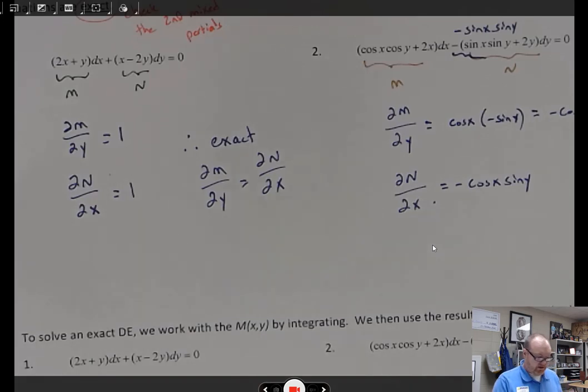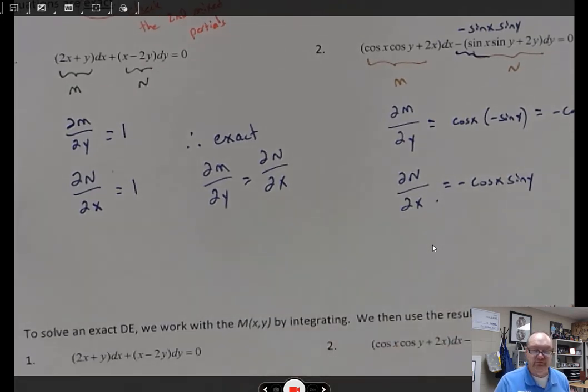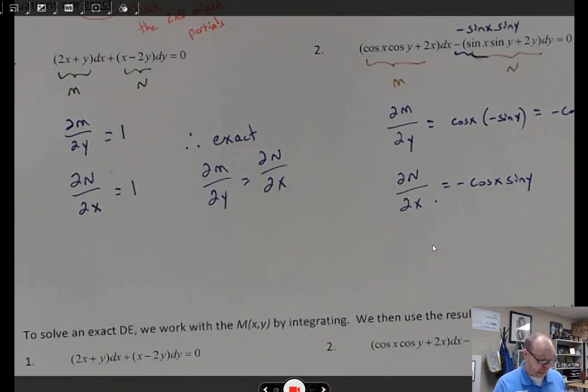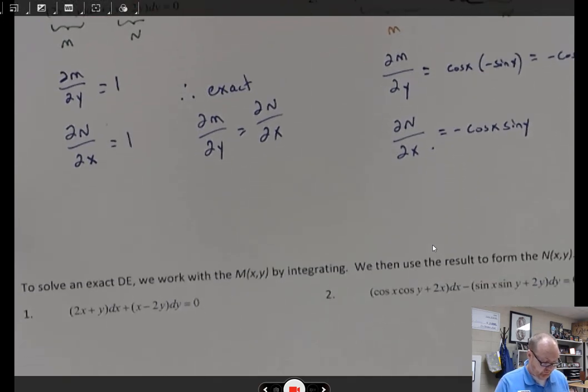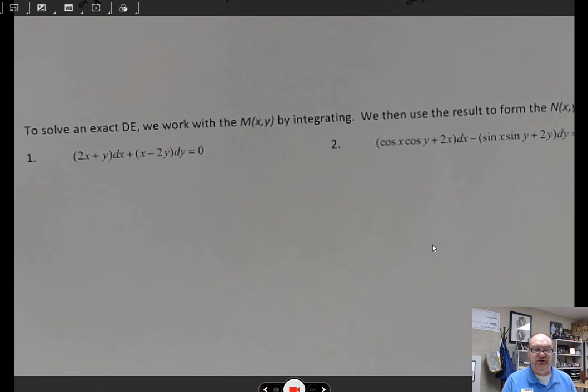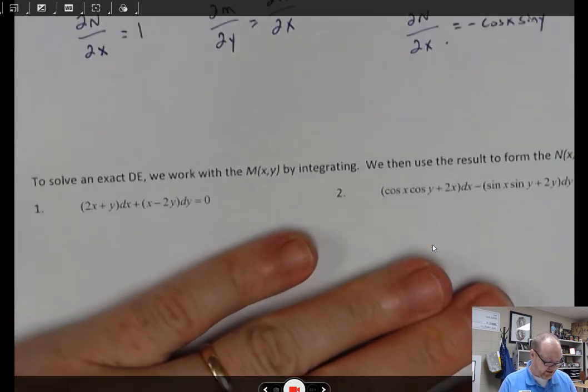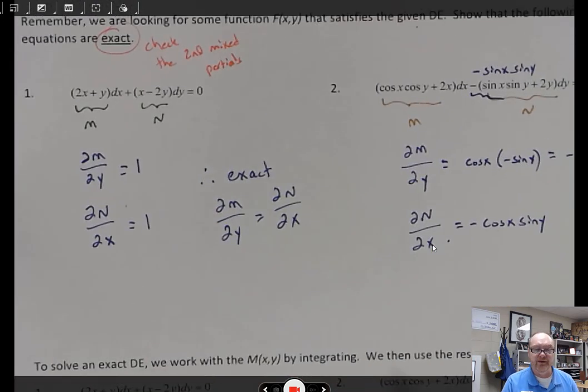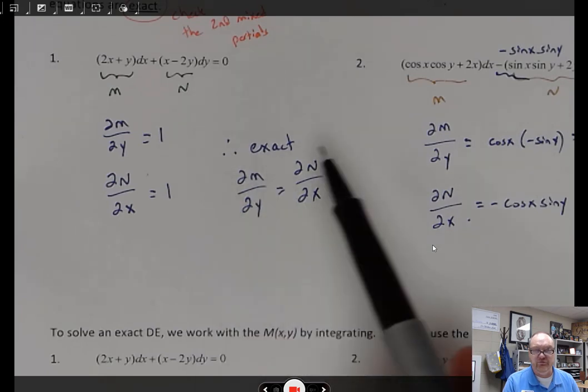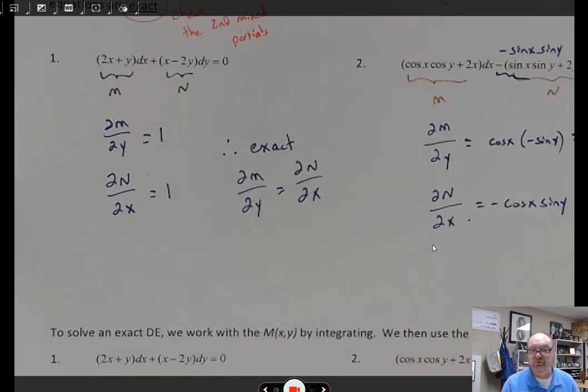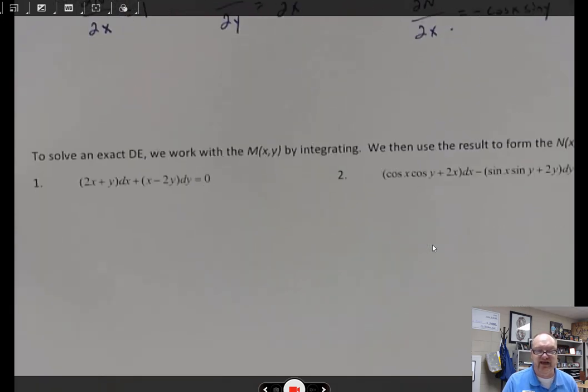Okay, so last time in the previous video, we verified that things were exact. We reviewed partial derivatives. So what I want to do now is actually solve that differential equation. On that second page of your handout, number 1 and 2 on that page are exactly the 1 and 2 that we showed were exact equations.